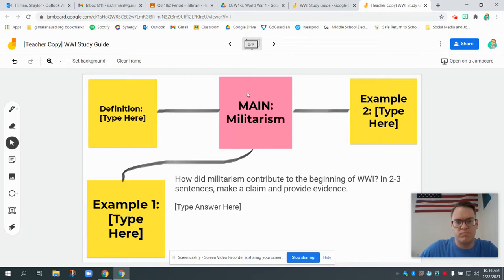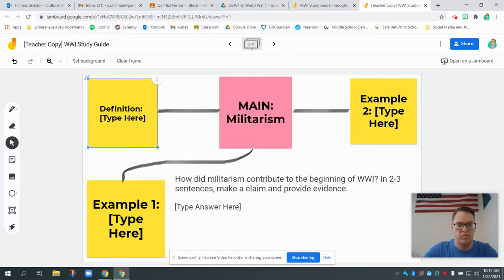You don't need to type anything on this pink post-it note, but obviously you can see here on the left, it says definition, type here. That's where you're going to type the definition. I know it's really, really confusing, and I made it hard on purpose. I did not make it hard on purpose. I've tried to make this as easy as possible. And then example 2, type here, example 1, type here. And these are all connected to militarism.